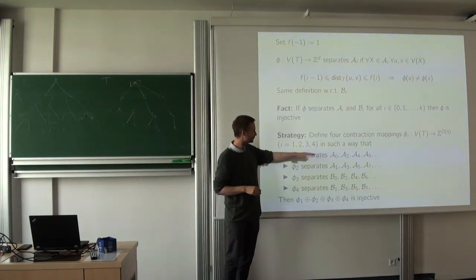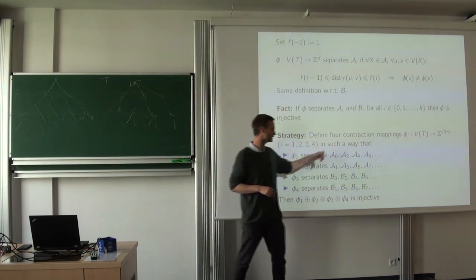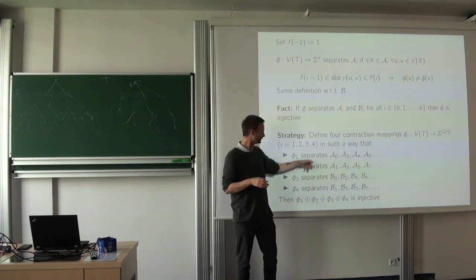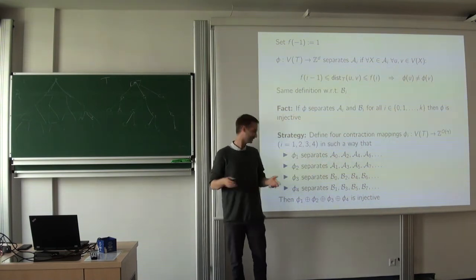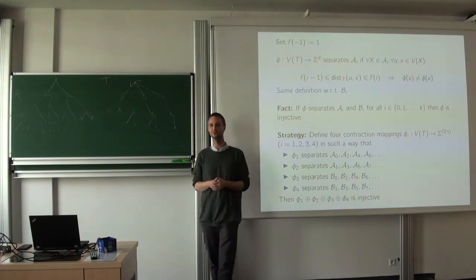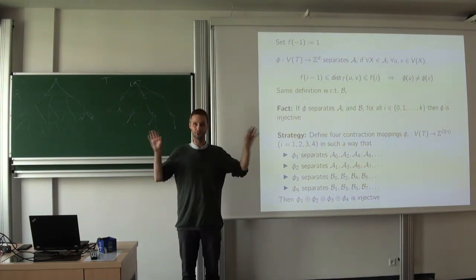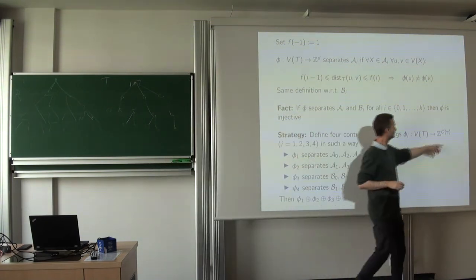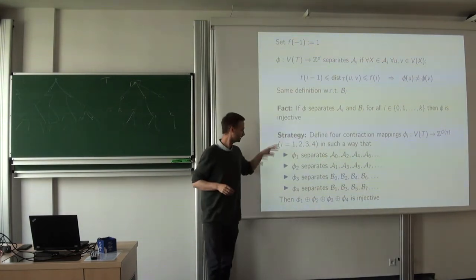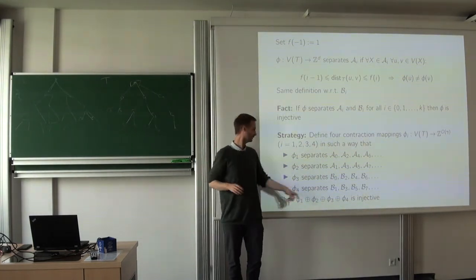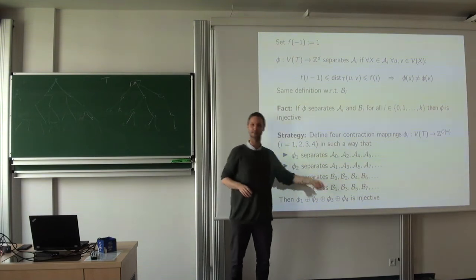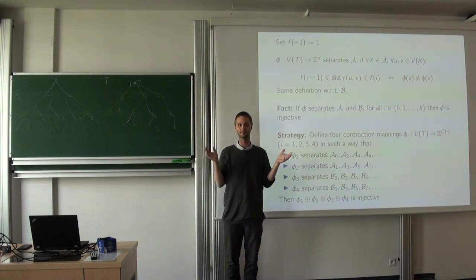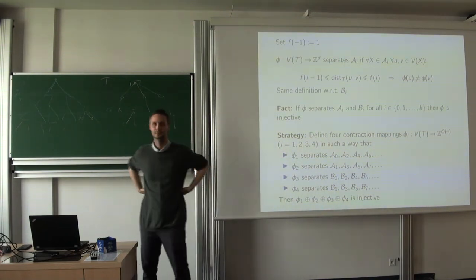Okay, so we are first going to construct a contraction mapping that separates A_0, A_2, A_4, A_6, so all the A_i's with i even. Then we do the same job with A_1, A_3, A_5, A_7. And then the same with B_0, B_2, B_4, and the same with B_1, B_3, B_5, etc. These will be four contraction mappings. Each one will have a number of dimensions which will be big O of gamma. These are contraction mappings. We take the concatenation. This is still a contraction mapping. And all together, they will separate everything. And so by the observation we made, this will be an injective mapping. So that's the strategy.